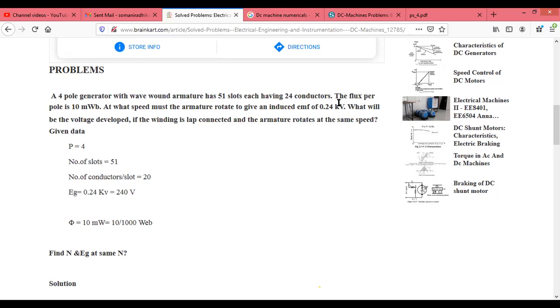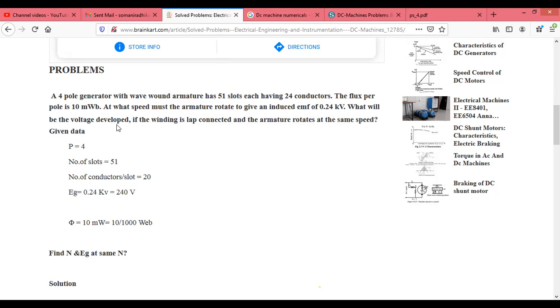Again, they have given the flux per pole, that is phi, 10 milliweber. You can write 10 into 10 raised to minus 3. Then they ask at what speed the armature must rotate to give the induced EMF. The induced EMF given is 0.24 kilovolt, which you can write as 0.24 into 10 raised to 3 volt, or 240 volt.